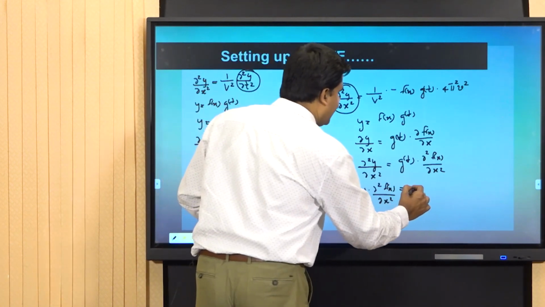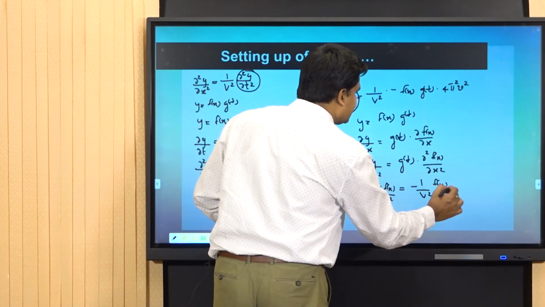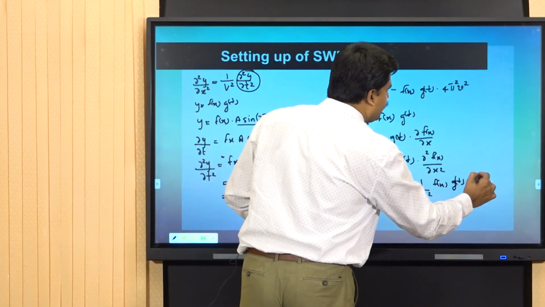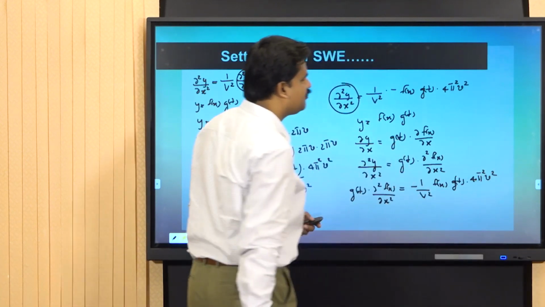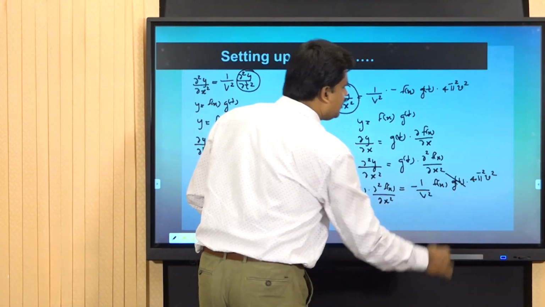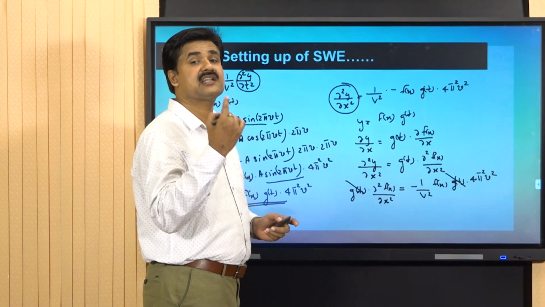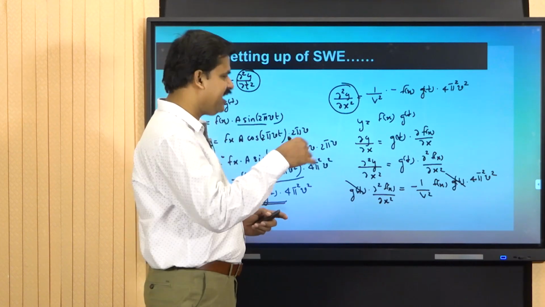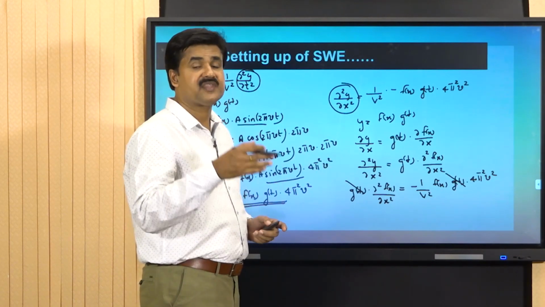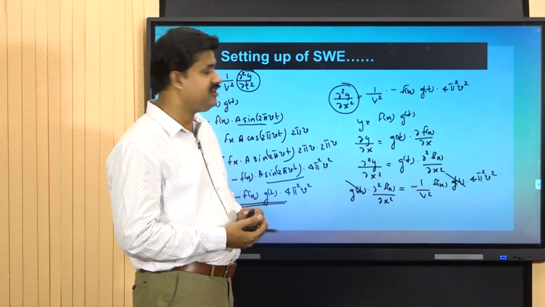Hence, I will get the equation g(t) ∂²f(x)/∂x² equals minus 1 by v² f(x) g(t) into 4π²ν². Here we can cancel the g(t) terms from the LHS and RHS, and this vanishes the time part, the time variable. Hence, on proceeding, we will get an equation that is totally independent of time. Hence the name, time independent Schrodinger wave equation.